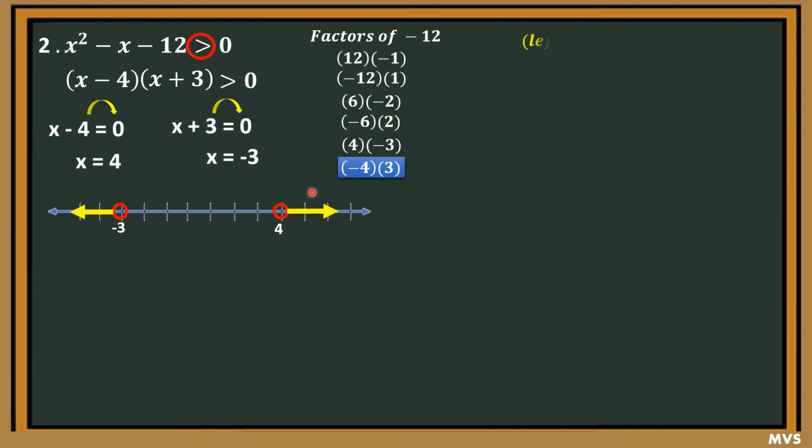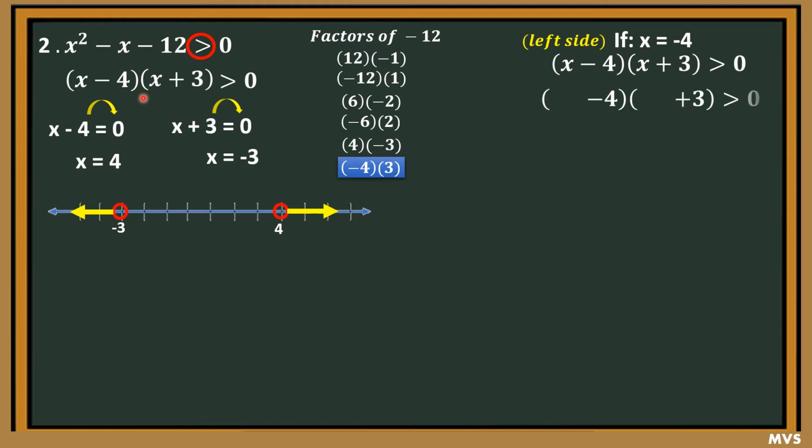Let us use the left side region. You can choose any number from the left side of negative 3. So I'll choose negative 4. And I am going to use the factor form to test whether the regions belong to the solution set instead of the original inequality. So let's have here x minus 4 and x plus 3 is greater than 0. By substitution, your x is negative 4. Just copy minus 4, x is negative 4. Copy plus 3, then copy greater than 0.